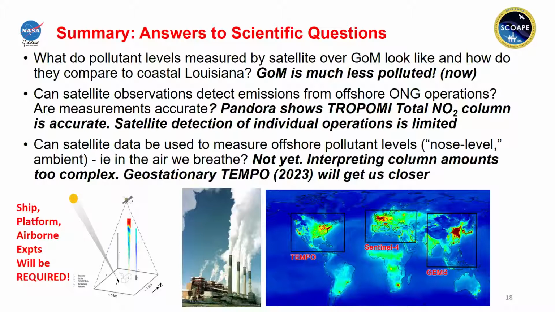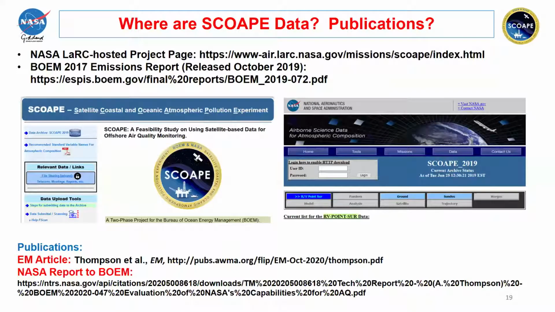Can the satellite data be used to measure pollutant levels offshore so that the agencies don't have to try to get monitoring sensors on platforms and carry out a lot of aircraft sampling? The answer is we're not there yet. Interpreting column amounts is very complex. We hope that the geostationary TEMPO that will be able to sit over the Gulf, just the way our cloud satellites, our other geo satellites do, and get maybe 5, 6, 7, 10 snapshots a day over the platforms can give us more information. And the very last thing I wanted to tell you is where the data are.